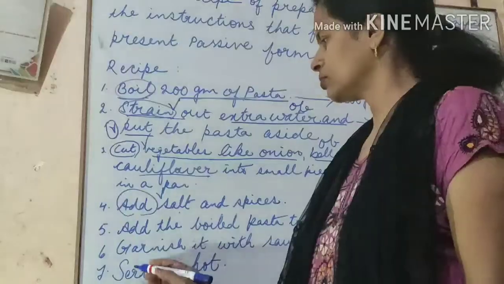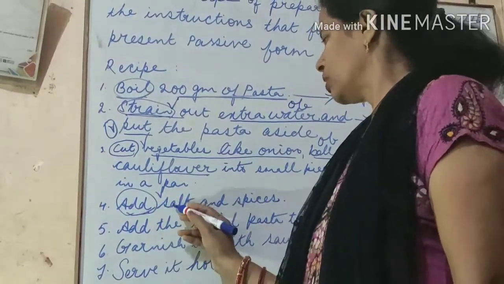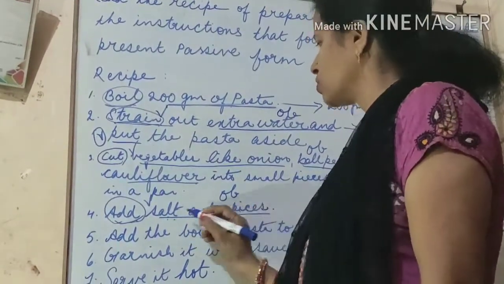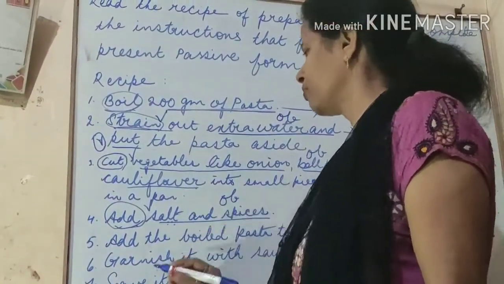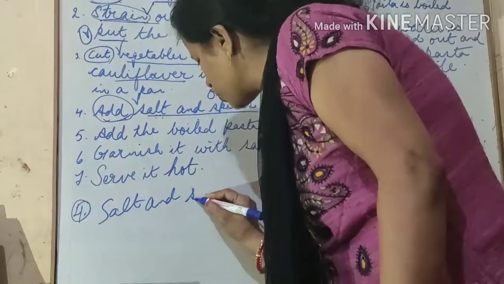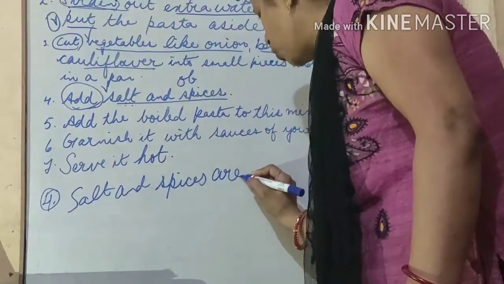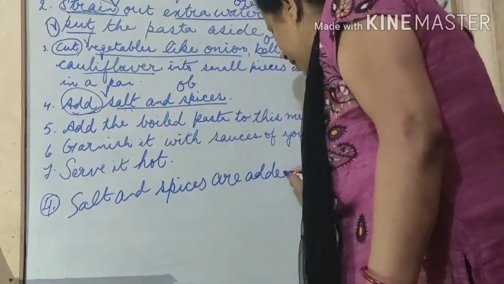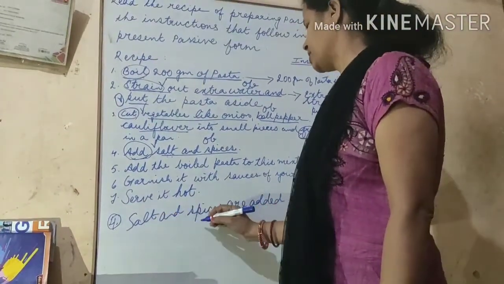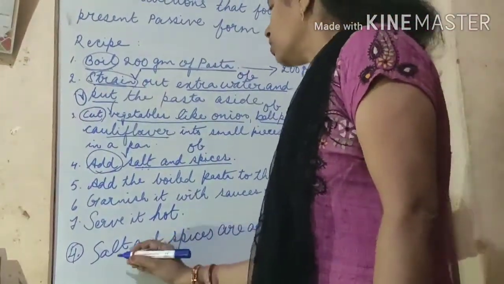Next step, number 4. Add is a verb here, and salt and spices are the objects. So these are two subjects, and they will take a plural helping verb. So salt and spices are added. Don't put 'is added', otherwise it will be wrong. Students generally make mistakes in is and are, and their marks are deducted in grammar. So this is number 4.